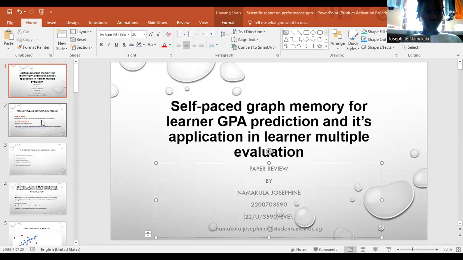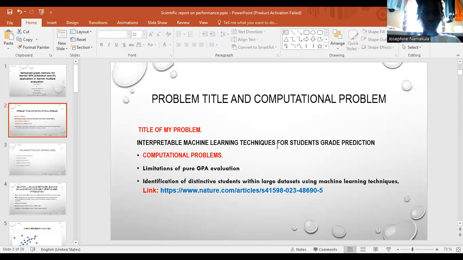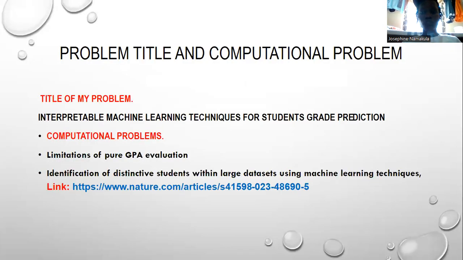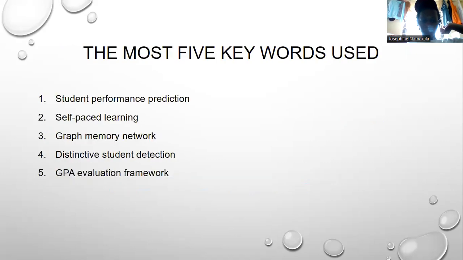So, first of all, I'm going to go into my computational problem. The first computational problem is limitations of poor GPA evaluation, and the second one is identification of distinctive students within larger data sets, and this is the link to the paper.